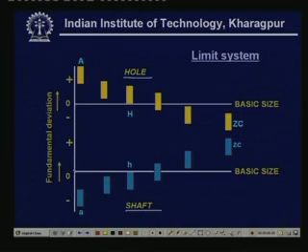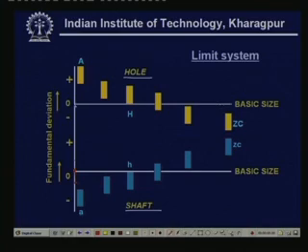Whenever you cross, I think I should pick on the red color. Whenever we cross this 0 point, this is more than the basic size. When you go down, this is less than the basic size, and that is what we understand as the fundamental deviation, what we have learned just before.